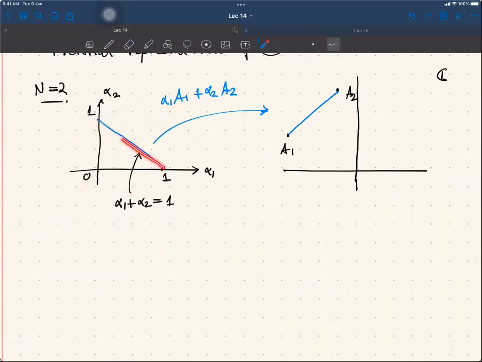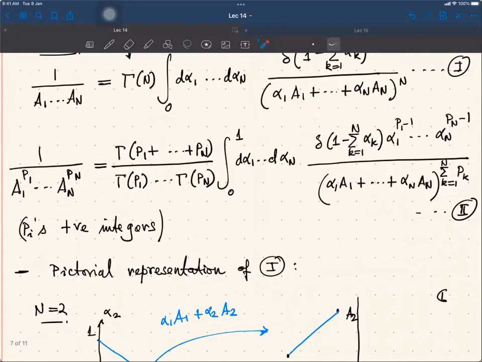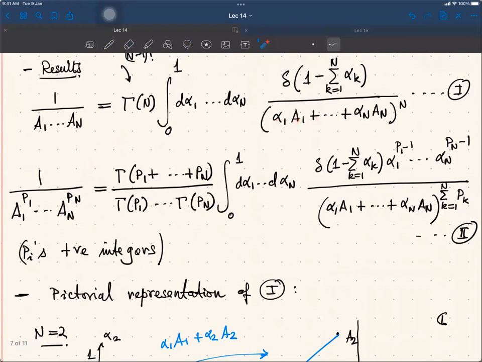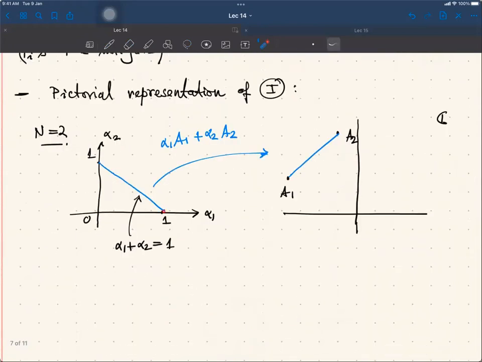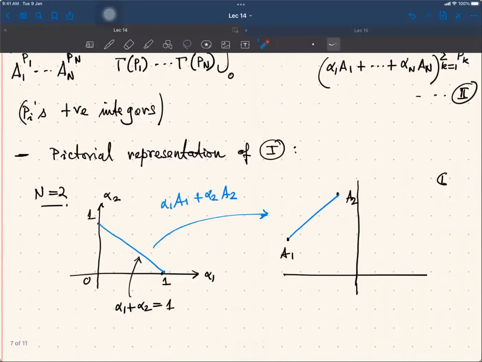As you are moving along this line, you are moving here from A1. So if you look at the combination, it is alpha 1 A1, then alpha 2 A2. So when you start from alpha 1 equal to 1, alpha 2 equal to 0, this thing is only A1. So this point corresponds to this point, and as you are moving along this line, you are going along the convex hull of these two complex numbers. So this is the convex hull.